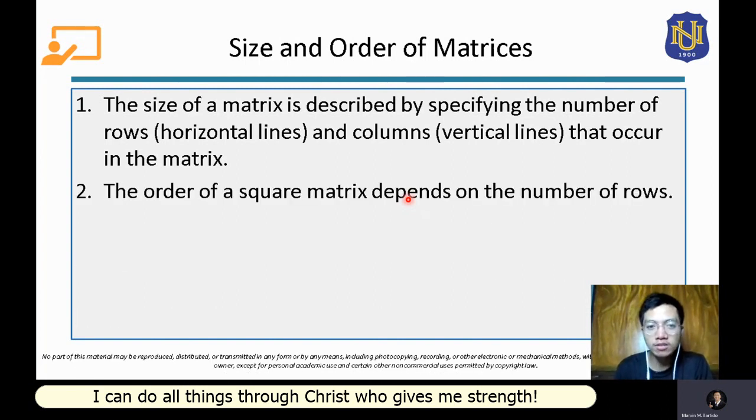For the order, the order of a square matrix depends on the number of rows. Only matrices that are square have order. Square matrices are matrices that have an equal number of rows and columns. So only square matrices have order, and the order depends on the number of rows, which is also equal to the number of columns since it is a square matrix. Other matrices that are not square have no order.